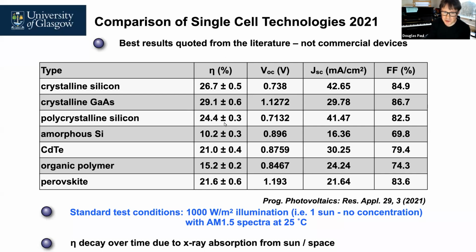Polycrystalline silicon's gone up a bit more, by about 3%. And then there's a few other technologies. Perovskites is a new technology since I started this course, and already it's got to about 21%. It's supposed to be a lot cheaper than silicon and has the potential to displace silicon in places.